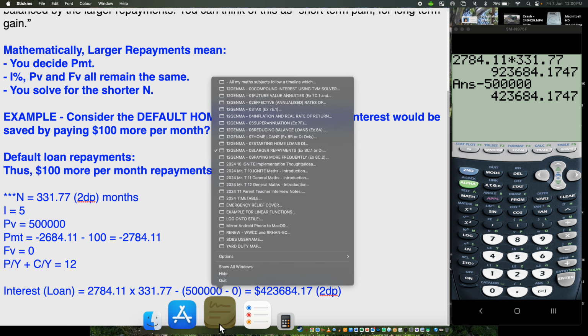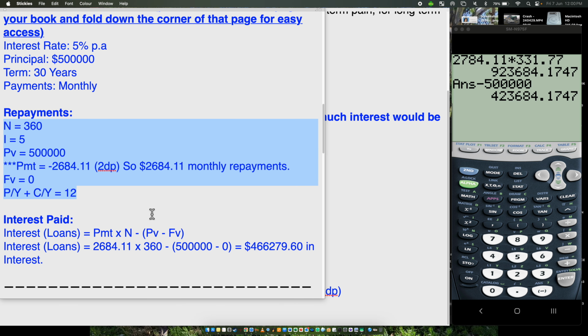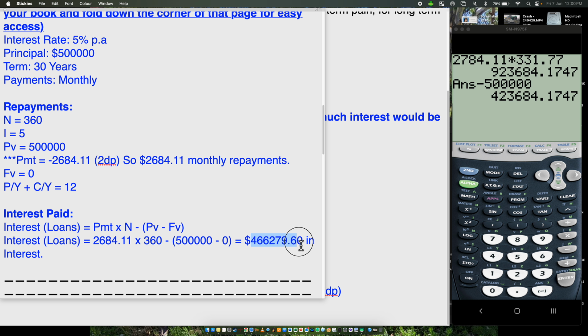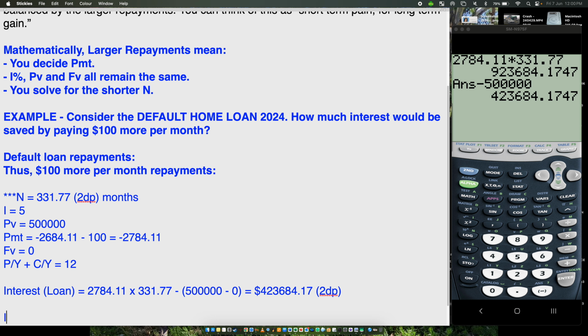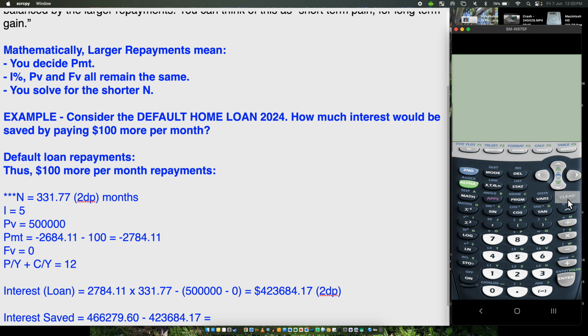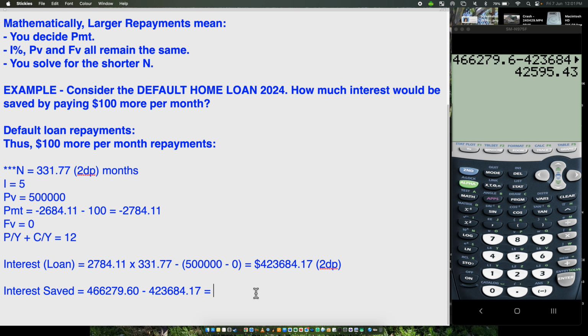So if I go back to the default loan, the amount of interest you paid was $466,279.6. So interest saved is going to be the OG amount of interest, take away what I'm paying with the strategy. So 466,279.6 minus 423,684.17. By paying $100 more every month, I'm going to save $42,595.43.